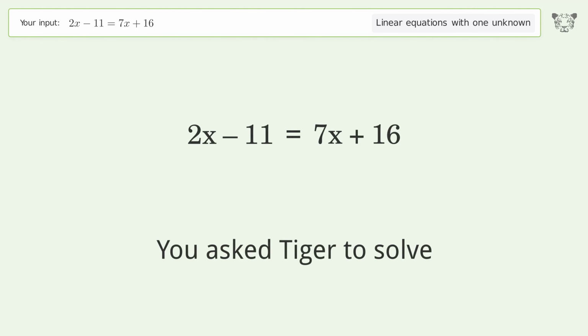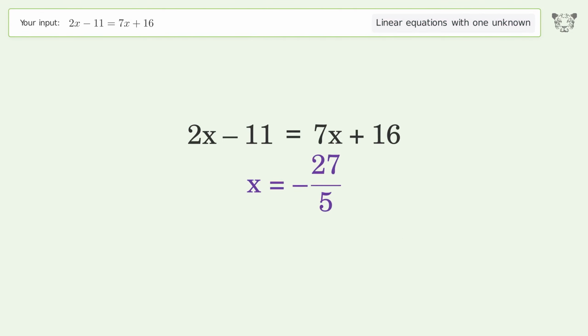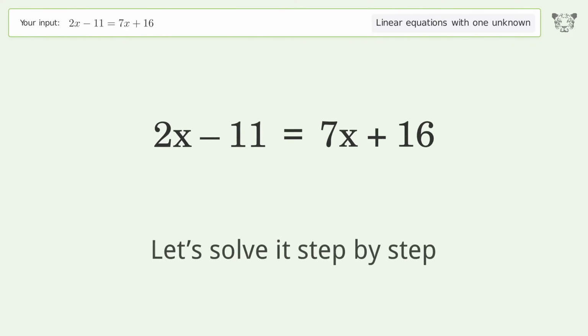You ask Tiger to solve. This deals with linear equations with one unknown. The final result is x equals -27/5. Let's solve it step by step.